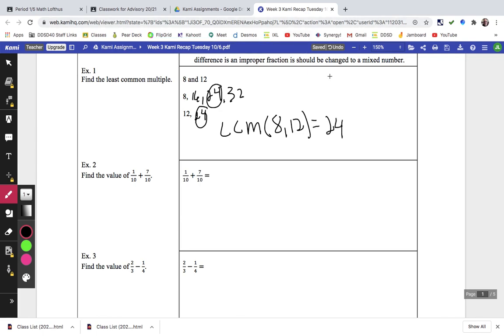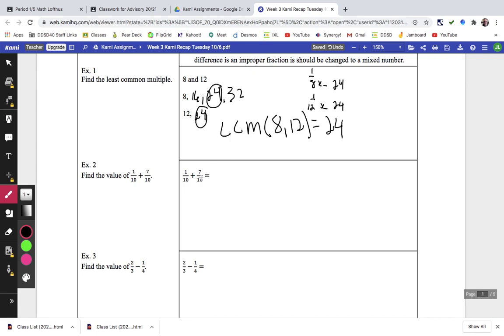And we did talk about why that is important. If I wanted to add 1/8 plus 1/12, then I would think 8 times what is equal to 24, and 12 times what is equal to 24. And that would set us up for success because it's in both of those lists.